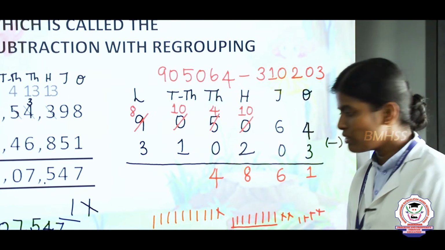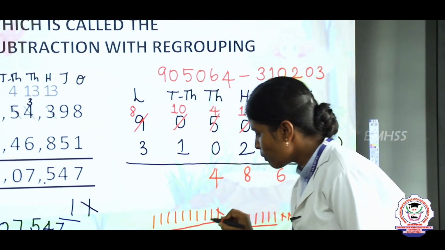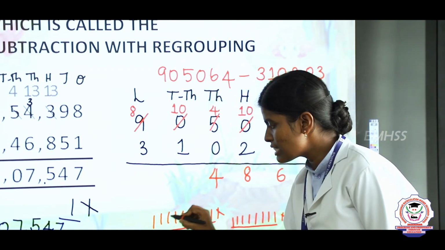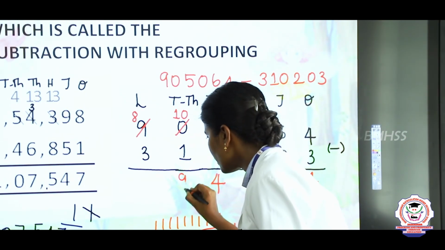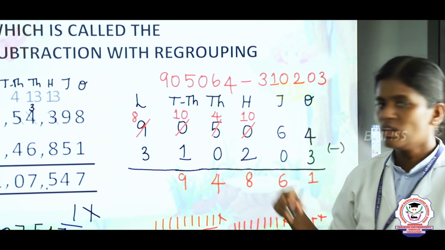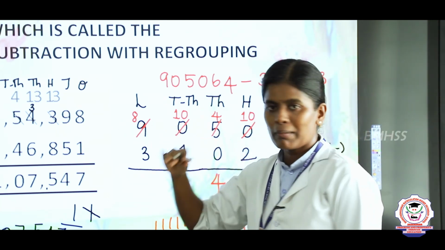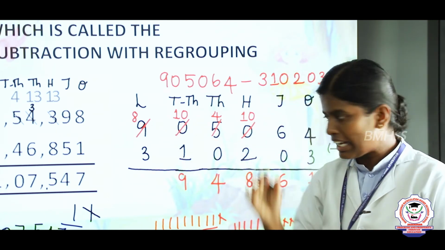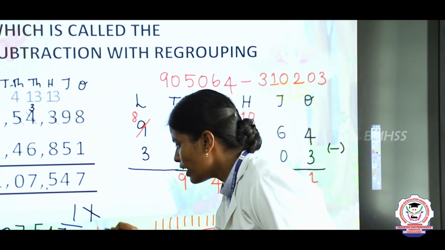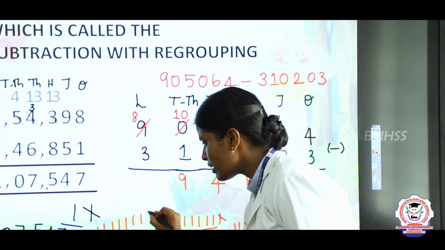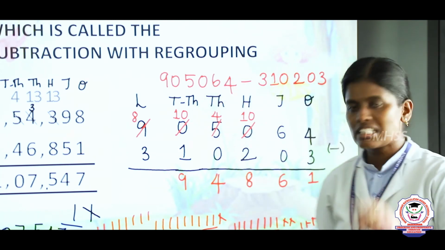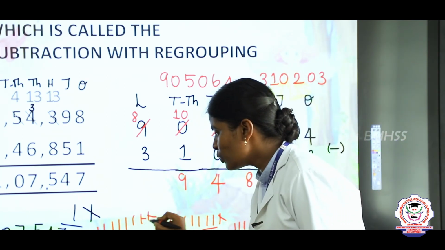Now we are going to count this. Remaining how many lines are there? 1, 2, 3, 4, 5, 6, 7, 8. So the answer is 9. Next you take the lakh place value. Here the lakh place value is 8 lakh minus 3 lakh. So put 8 lines and subtract 3 lines. 1, 2, 3, 4, 5, 6, 7, 8, and subtract how many lines? 3 lines. 1, 2, 3.